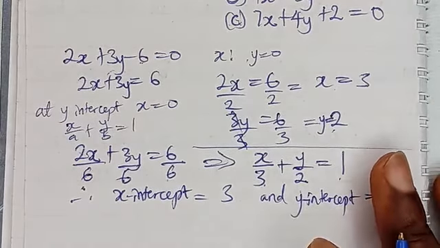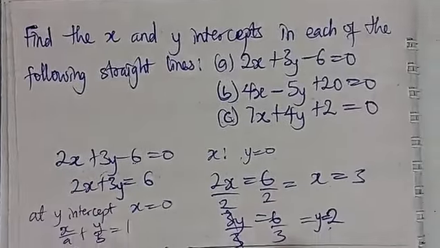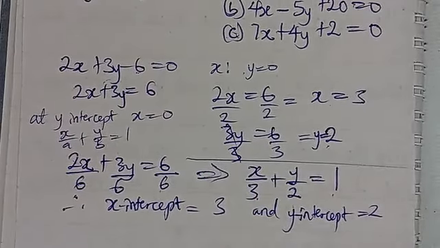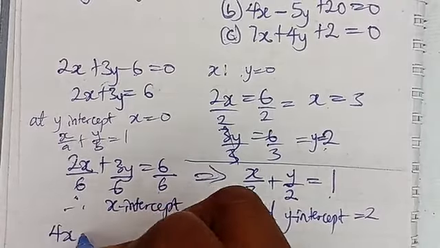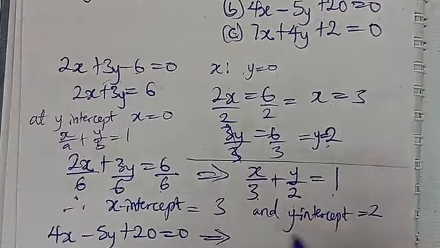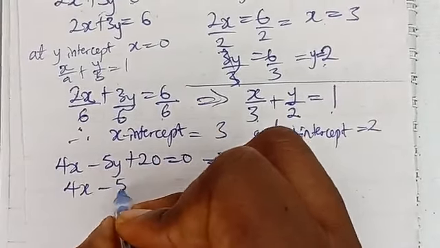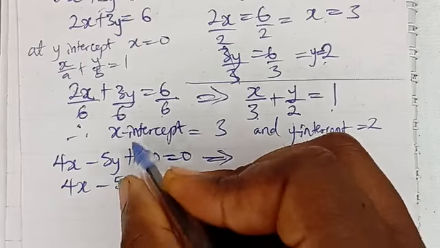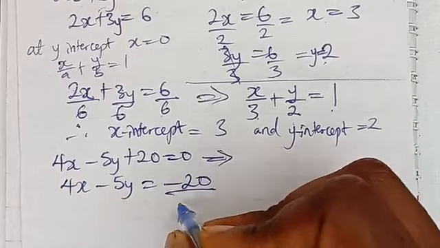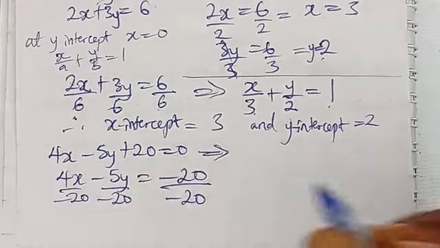So, because of this, we are now going to use this method of intercepts to solve the remaining 2. Okay, the remaining 2 we have is 4x minus 5y plus 20 is equal to 0. So the first thing we are to do is to equate it to the constant. 4x minus 5y is equal to the constant. When the constant crosses over, it becomes negative 20. So we divide everything by that constant, negative 20 over negative 20 over negative 20.